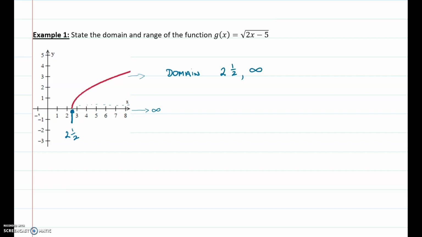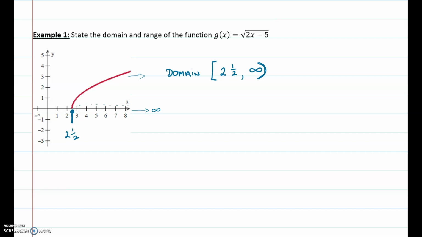Now, 2.5, we're going to put a square bracket on there because 2.5 is where the thing starts. Infinity isn't actually a number though, it just means that it goes on forever. So to indicate that it's going on forever, we use parentheses on this end. So 2.5 gets the square bracket because it's a definite starting point, and infinity gets the parentheses.